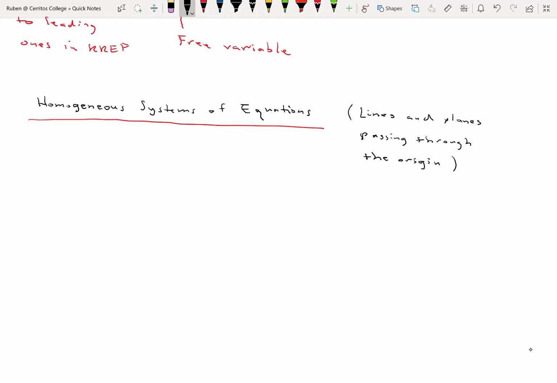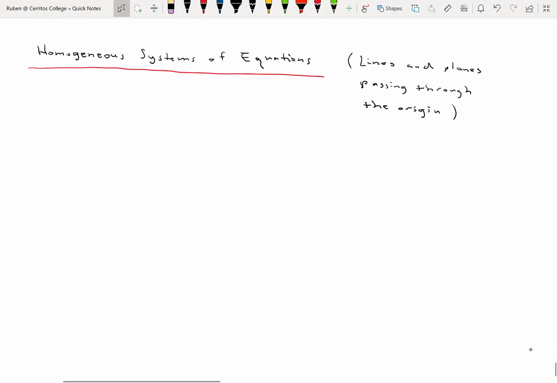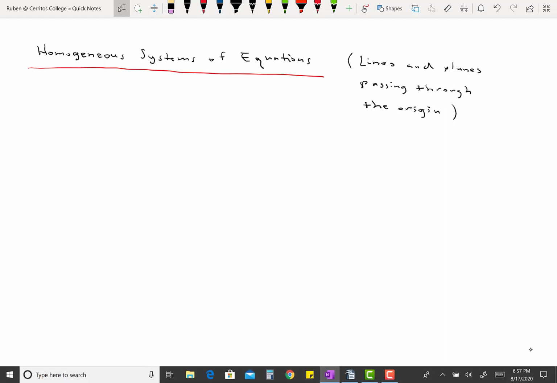Okay, so to finish up our video segment, I want to focus on some very specific kinds of systems of equations. Very, very specific kinds of systems of equations. I want to focus on systems of equations where the constants in the system, the numbers on the right column of the system, are all zeros. Okay?